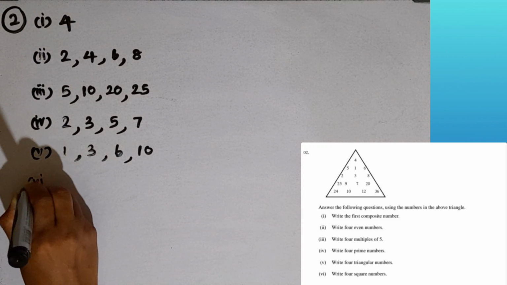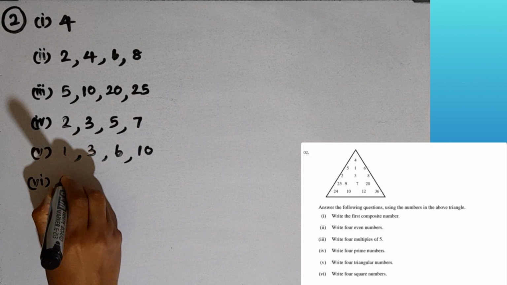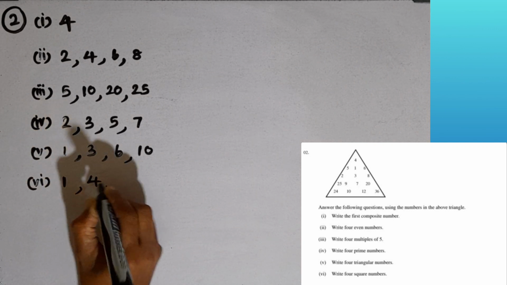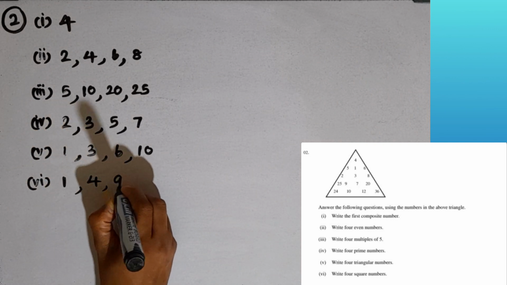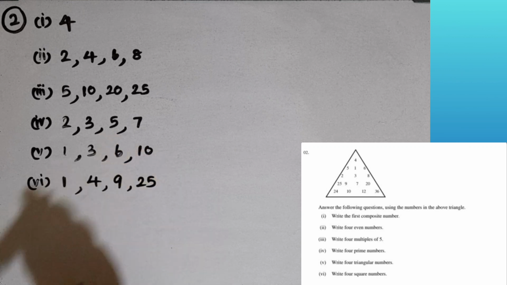Then question number 6 here. Write 4 square numbers. 1 is a square number. Then 4 also a square number. Then we have 9 here. Then 16 we don't have. Then 25 and 36 also we have here.